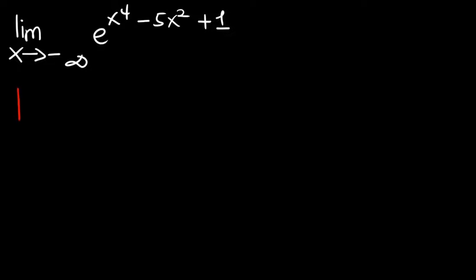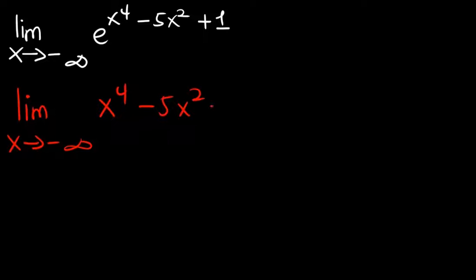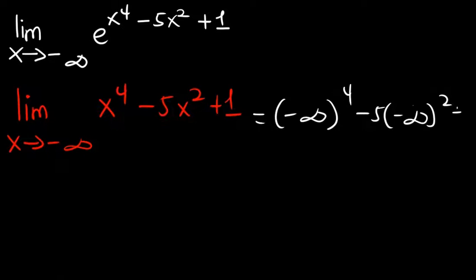Looking at the limit for the exponent, you are going to have the limit as x approaches minus infinity of x to the power 4 minus 5x squared plus 1. Let's try the direct substitution here. If you do direct substitution, you are going to have minus infinity to the power 4, minus 5 multiplying minus infinity squared, plus 1. If you simplify this, you're going to have infinity minus infinity plus 1.